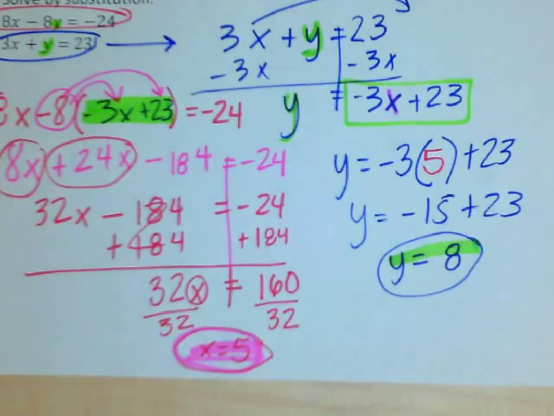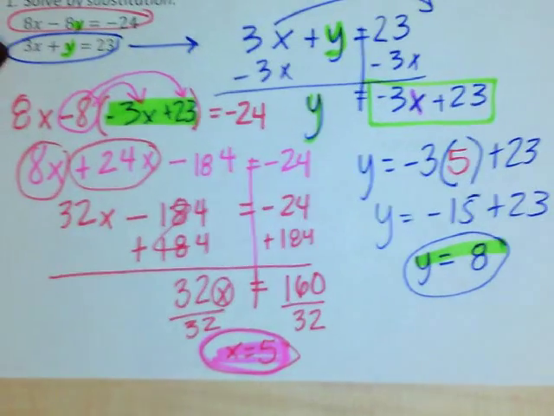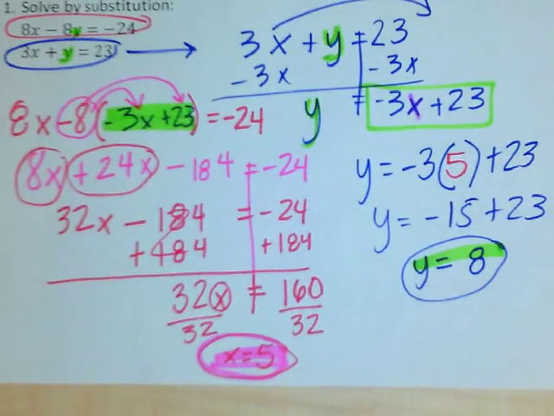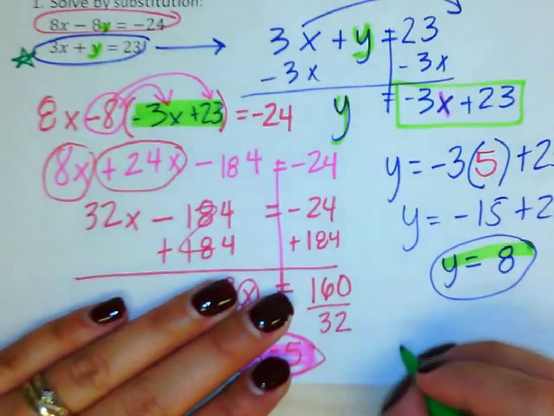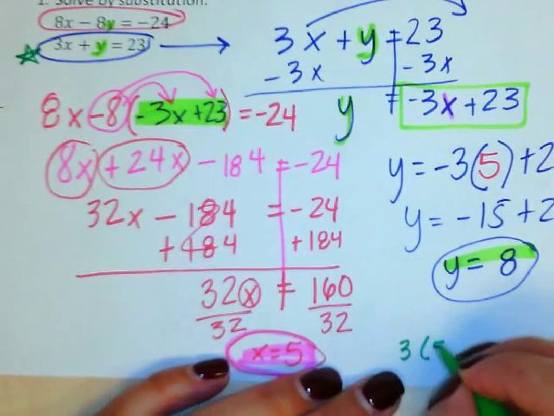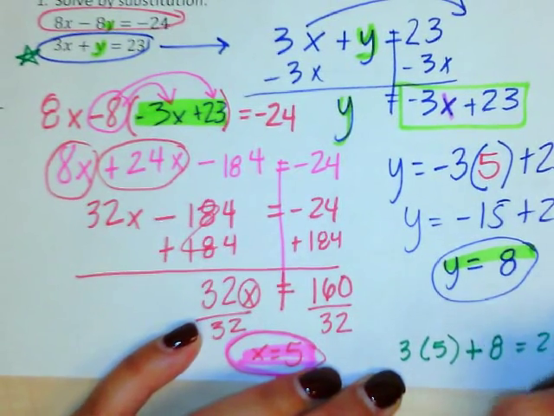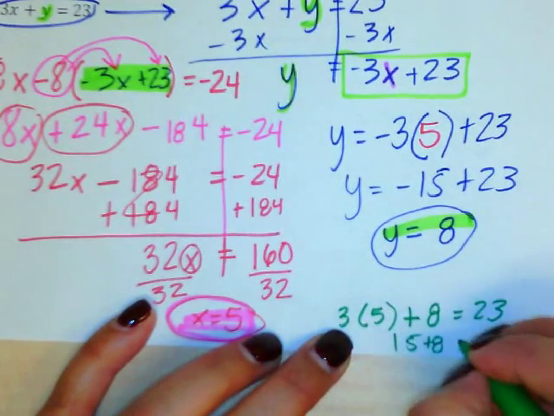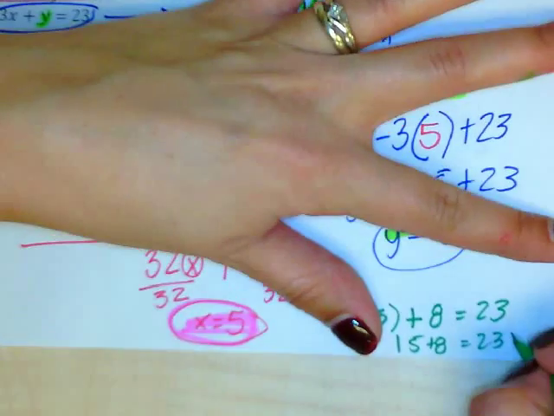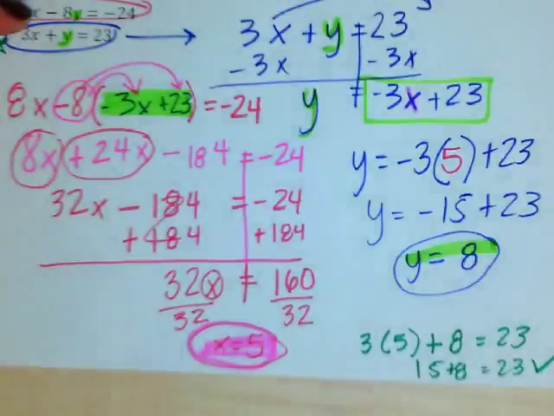Your last step is to check, so take one of the equations and check it. For example, I can take the bottom one and plug in the values, this bottom one right here. Okay, I can do 3 times 5 plus 8 gives me 23, and check if that's true. So does 15 plus 8 give me 23? Yes. Okay, and then you can do the same thing with the one on the top.